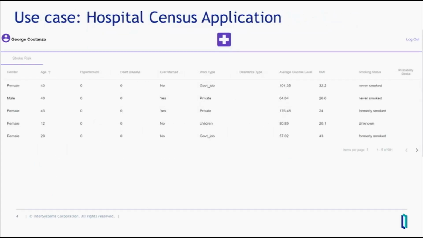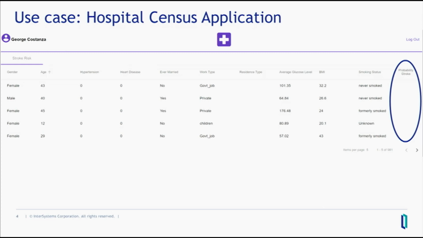This is a hospital census application. It has a series of patients listed with some demographic and clinical data. And the admins of this hospital are concerned about the possibility of patients having a stroke. And they asked us to take all of the data in here and use it to predict a probability of stroke for every one of them and display it in a new column in this user interface.